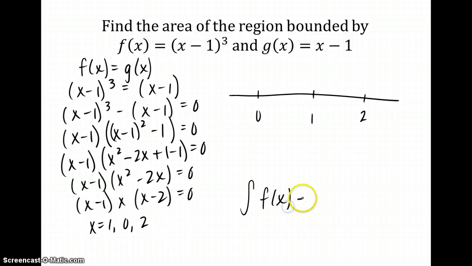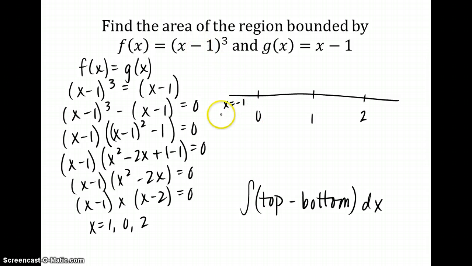And when I say that, I mean which one. Let's not use f and g, but the integrand has to be set up top minus bottom. So which y values are bigger? Alright, so if we choose a value less than 0, if I plug negative 1 into my functions, f of negative 1 gives me negative 8, and g of negative 1... wait a second. I messed up.